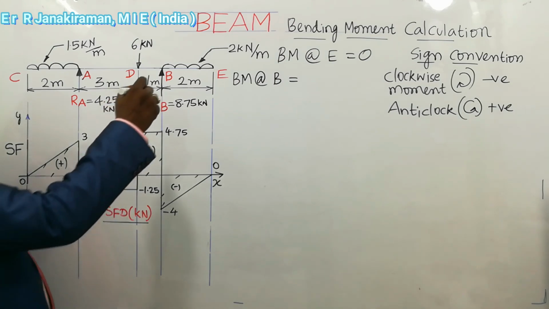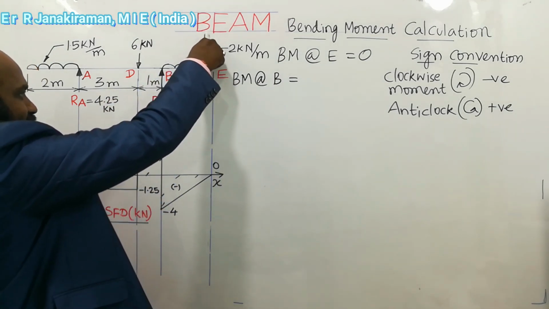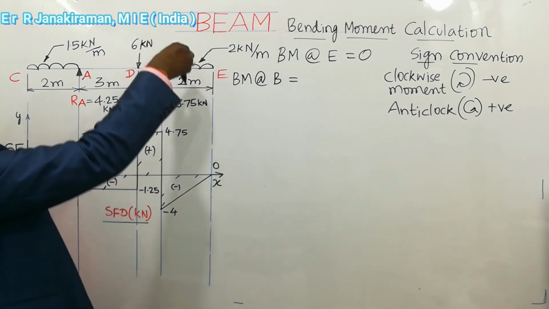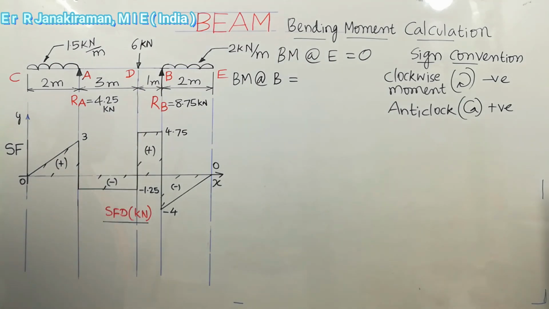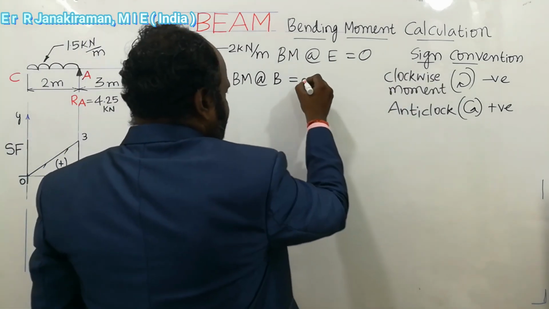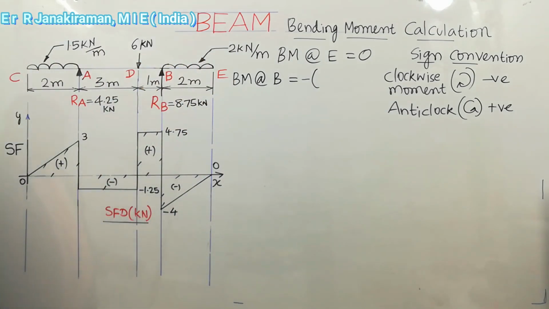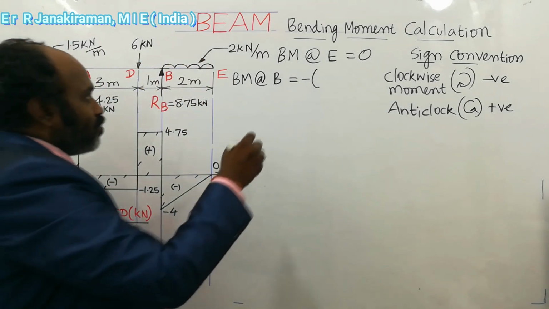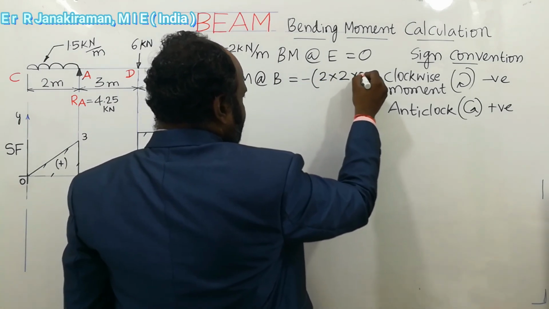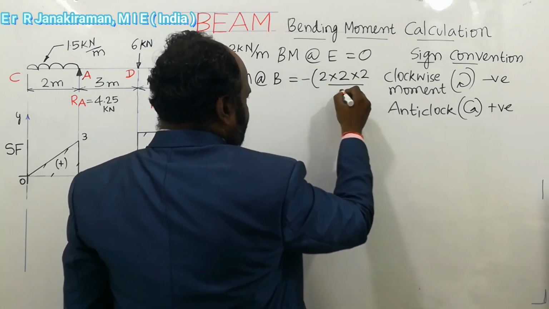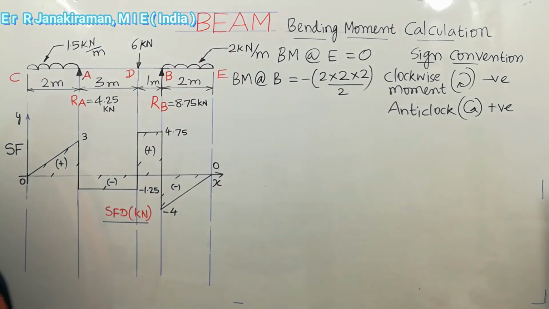So the UDL value of 2 kN per meter gives a clockwise moment. How? For the bending moment at point B, this load is acting downward, so up to B it turns like this. It forms a clockwise moment. So we follow the minus sign for this. Minus WL square by 2 is the formula for moment for UDL load. So 2, the UDL value, into UDL length into length by 2, we get minus 4.